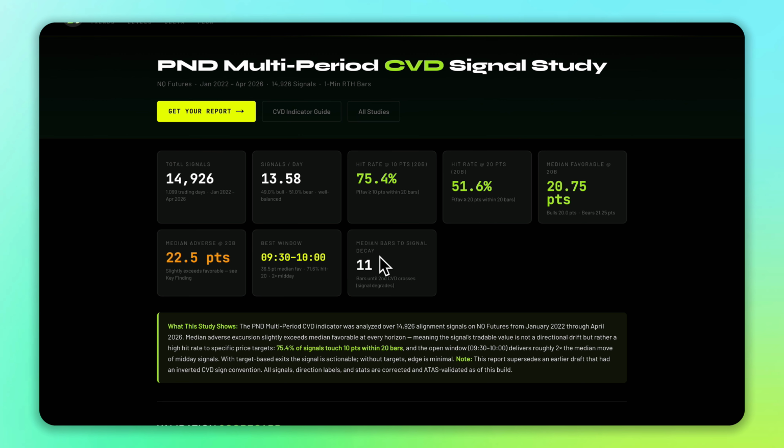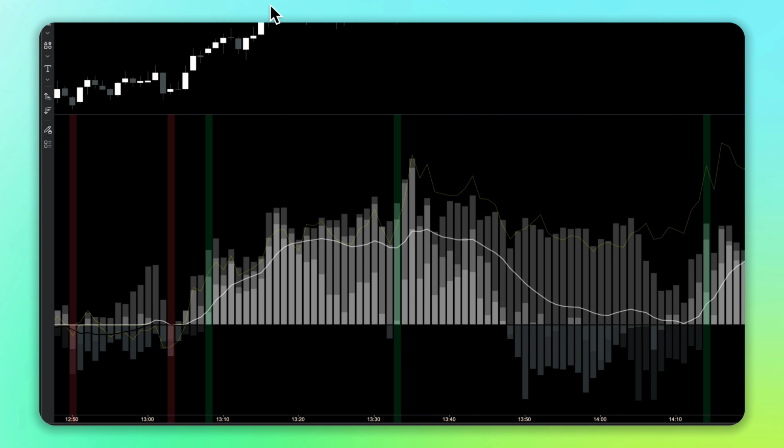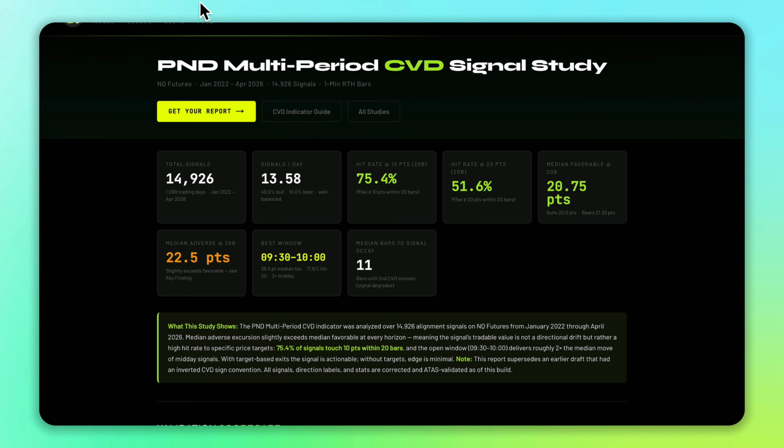And then the median bar is signal decay. This means: how many bars does it take for one of the CVDs to flip in the other direction? On average, that happens every 11 bars after the signal. So that's a good data point for you to know that on average, when the signal happens, probably after 11 bars, the signal may not be valid anymore, right? And so you may want to decide how you plan your trades based on that.